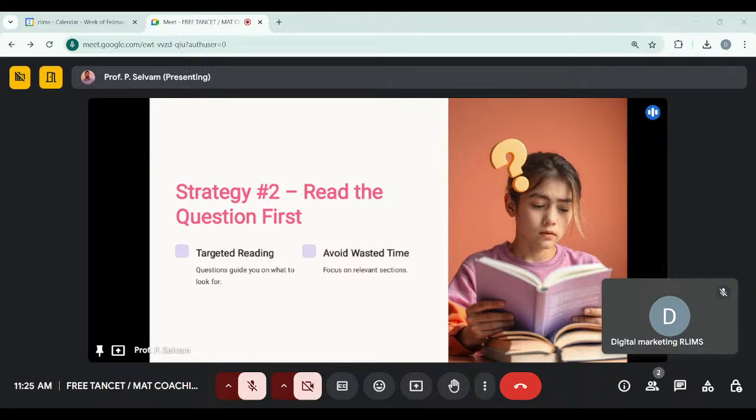So when you read the question first, that will help you understand almost 80% of the meaning given in passage number one. And then reading the options given under the question, the first question will help you understand 60 percent of the message given in passage one.